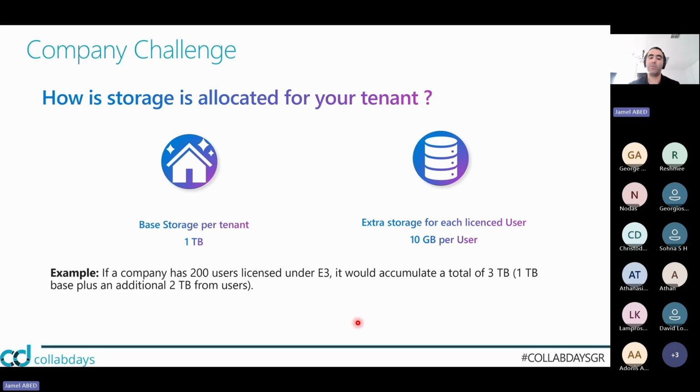So imagine you're working with a company with 200 users, and those users have an E3 license. You will have 3 terabytes of free storage: 1 terabyte from the tenant, and 2 terabytes from the users. And it's very important, you will pay an additional charge of 20 cents per month for each gigabyte. It's very important to know there is a cost when you exceed this limitation for your tenant.